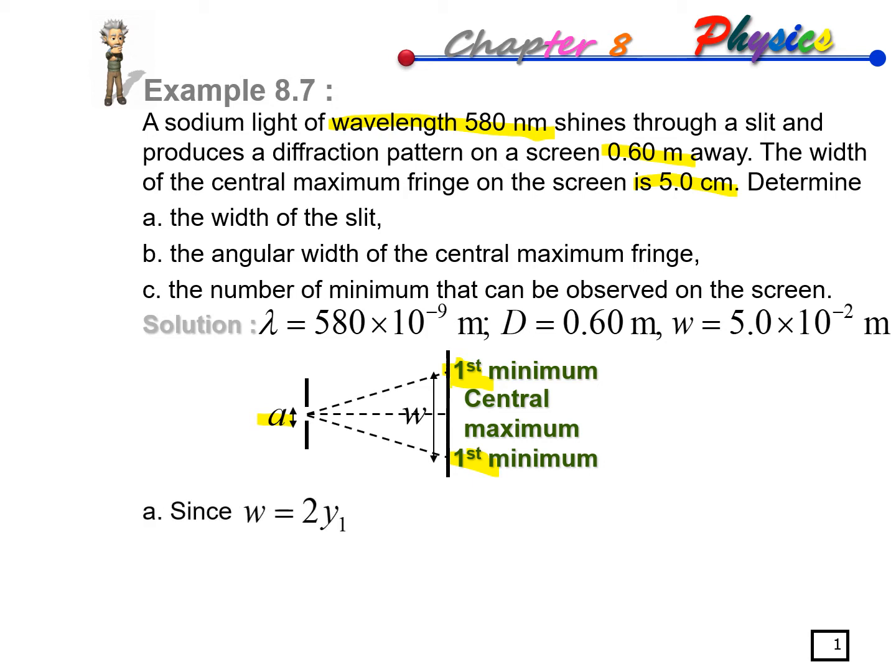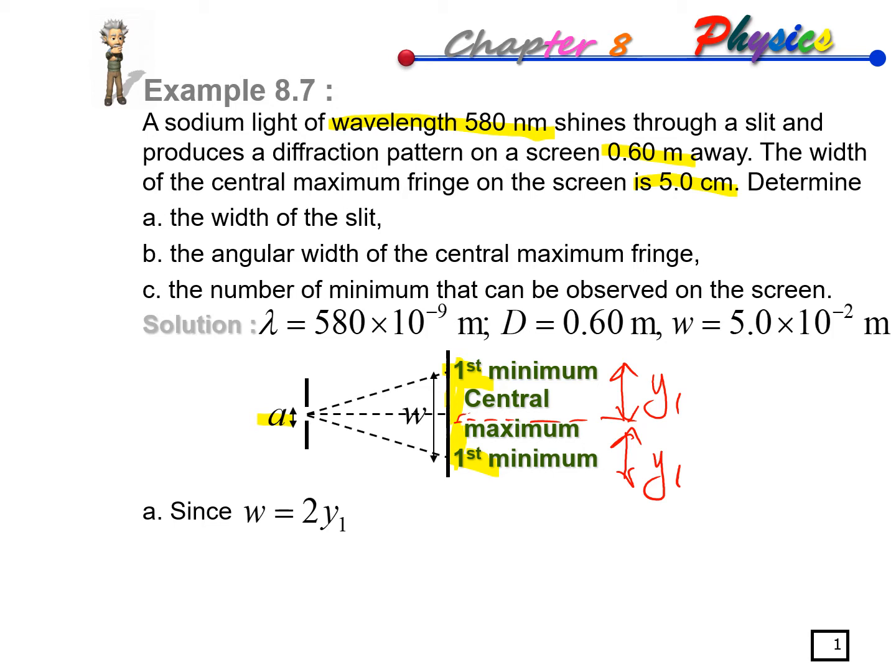Now we can apply the equation. The width is equivalent to twice the value of the y distance. Let's say this distance is y1, for the first order, and this one also will be the distance y1 for the first order, above and below. Let's say this is your reference point, so this distance will be y1 for the first order, and the same goes over here, y1. So the total distance will be w.